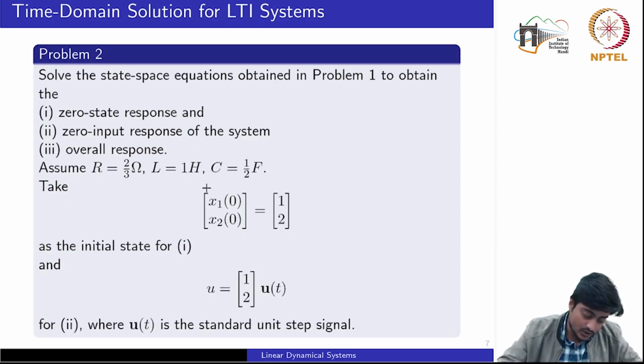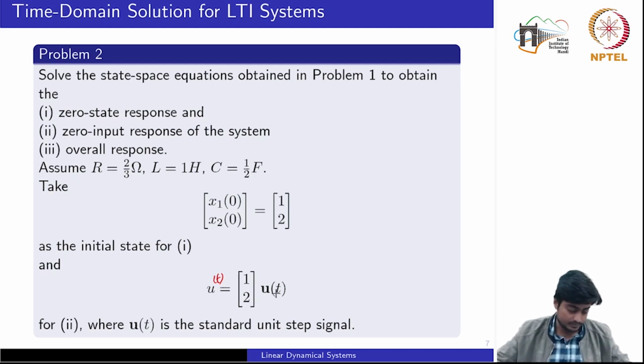We have taken these numerical values to compute the numerical solution, and the initial conditions are taken as 1 and 2. We are supplying a specific input to this system, where the input is given by 1 and 2 multiplied by a standard unit step signal, which means that on the left-hand side we should have u(t) also. So this input is applicable starting from t greater than or equal to 0 only. Before that the input is 0.